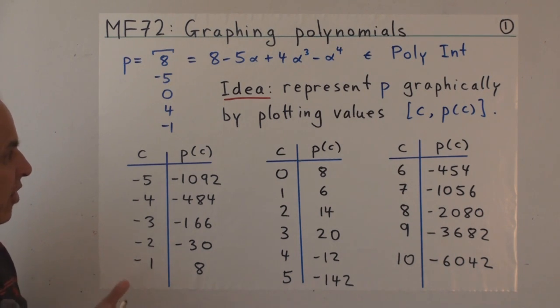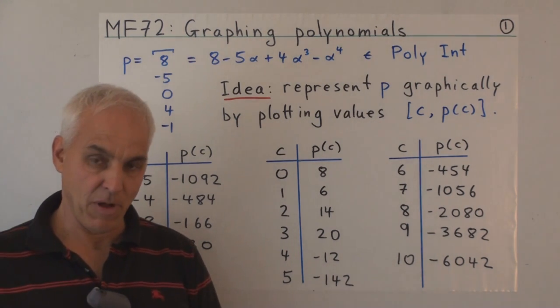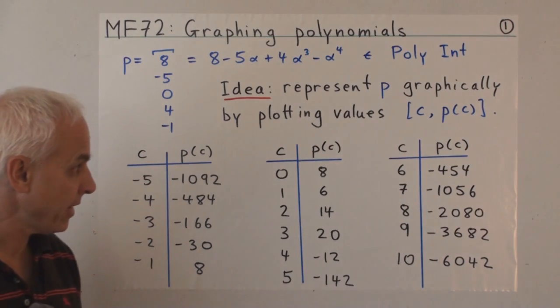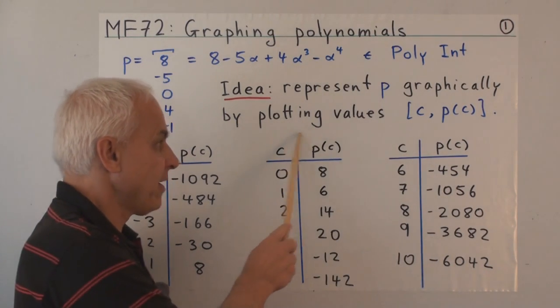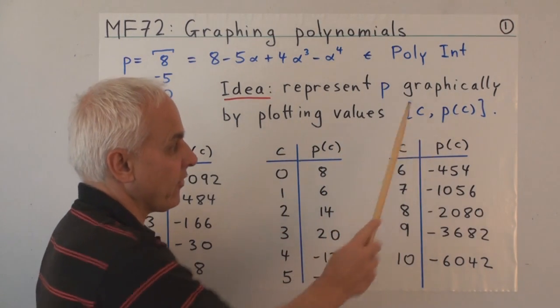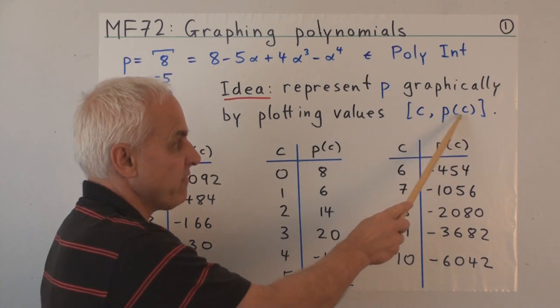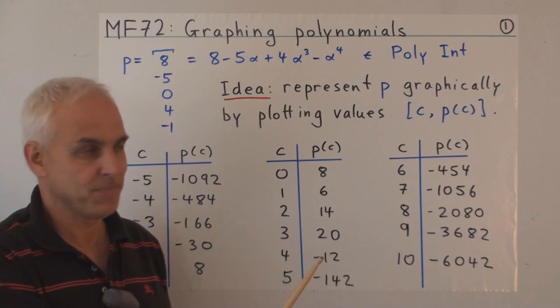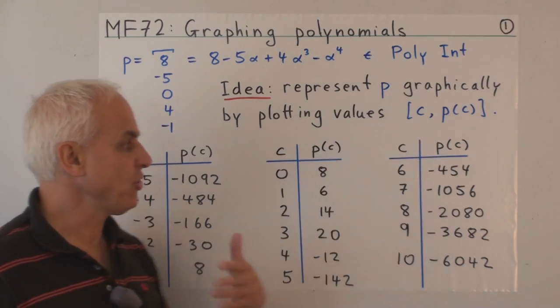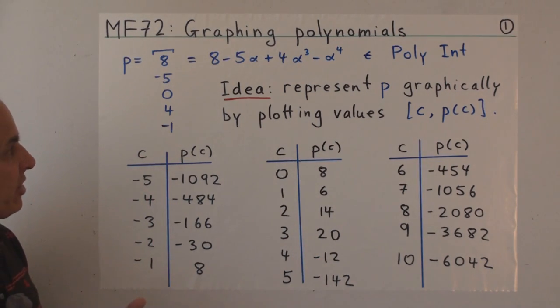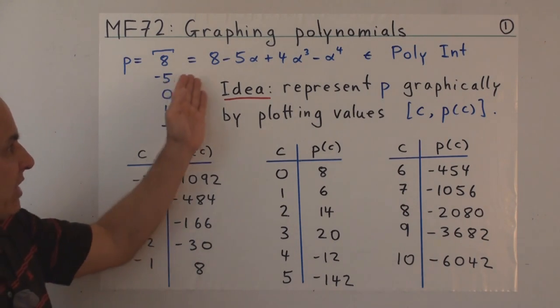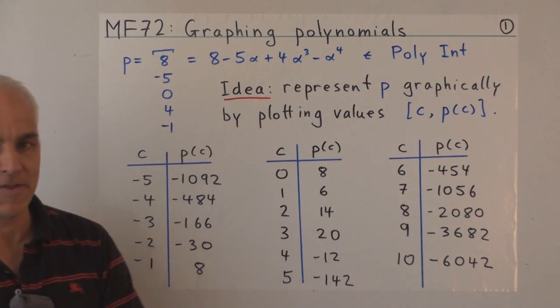So our idea of representing such a polynomial graphically is to plot the values of pairs, numbers, and the polynomial's values at those numbers. That way we get a two-dimensional representation that somehow incorporates or allows us to visualize the polynomial.